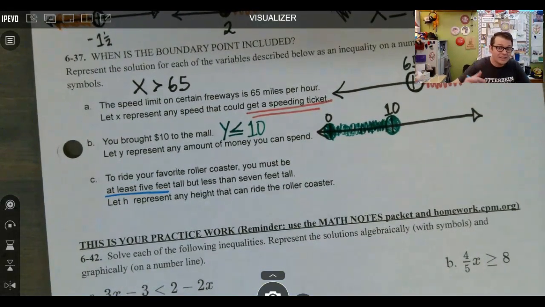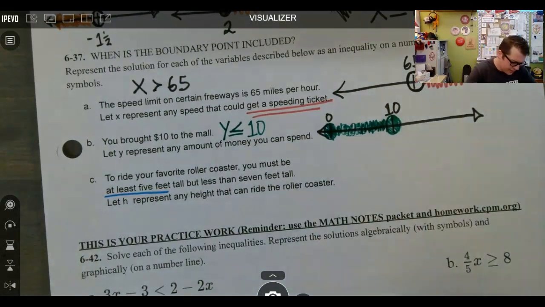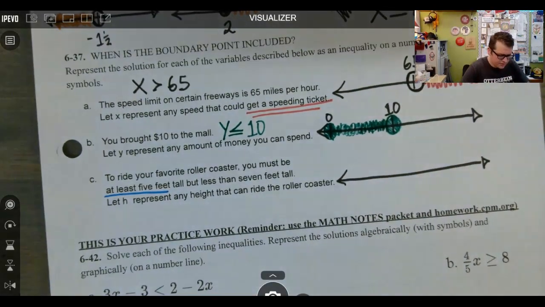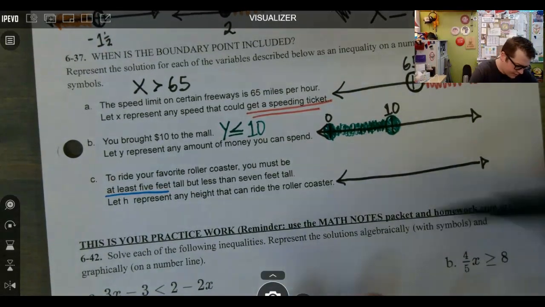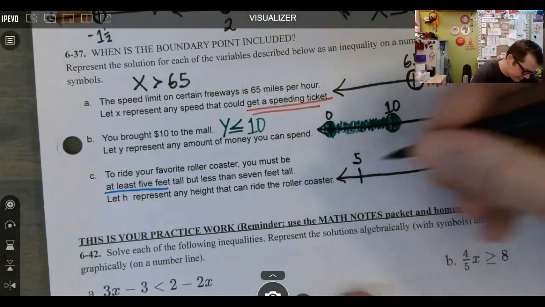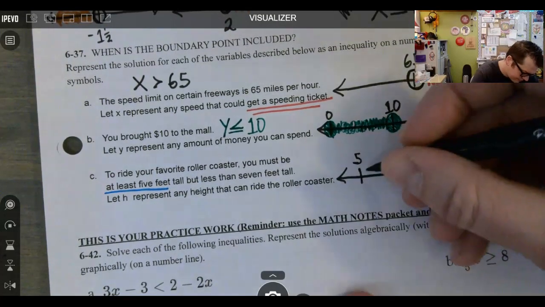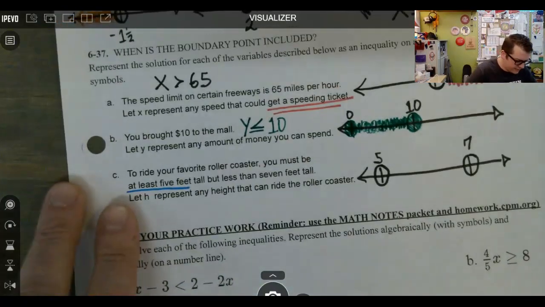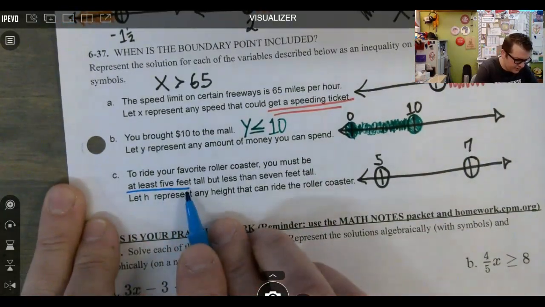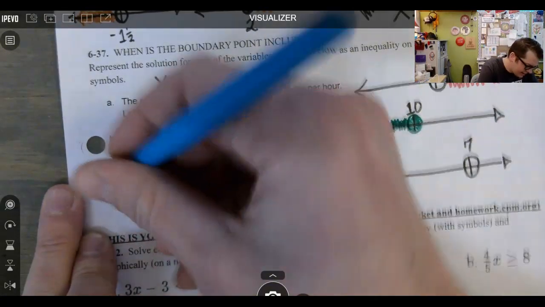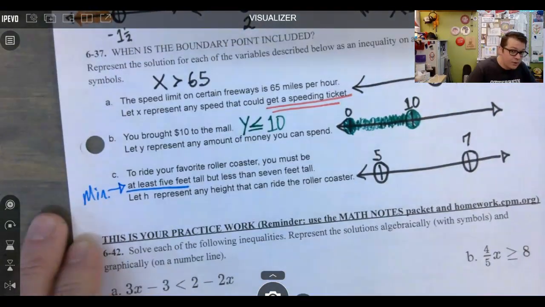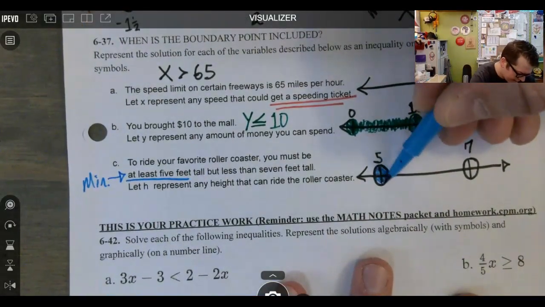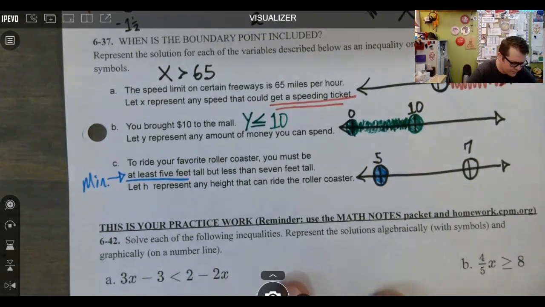When we say at least 5, I'm going to draw my number line. But we actually have 2 boundary points here. We have a boundary point at 5, and we have a boundary point at 7. So now we're going to need to ask ourselves, are we allowed to be 5 feet? You must be at least 5 feet. So since this at least says this is our minimum, we are allowed to be 5. They would let us on the coaster if we're 5 feet. That is a height that is allowed.